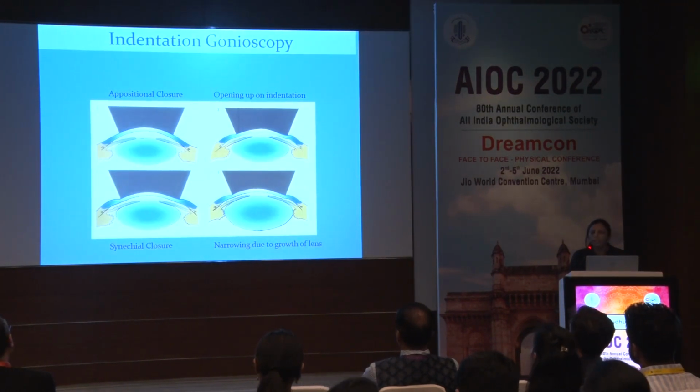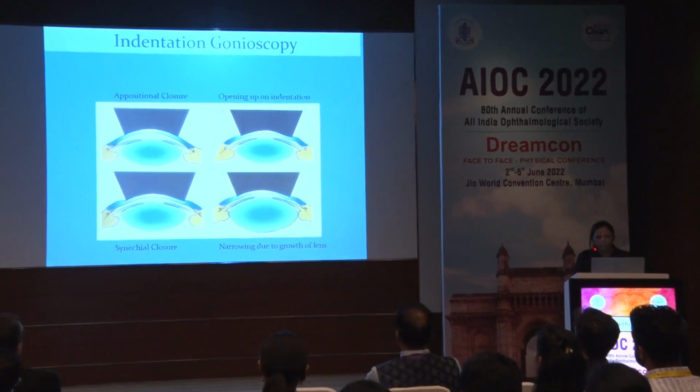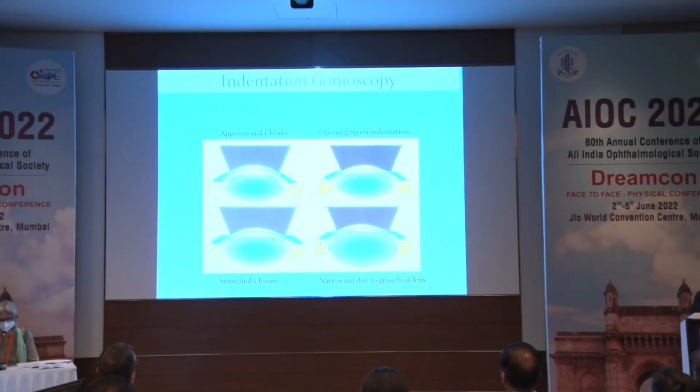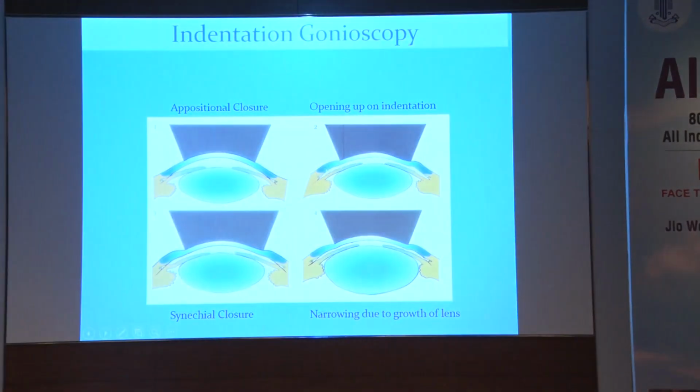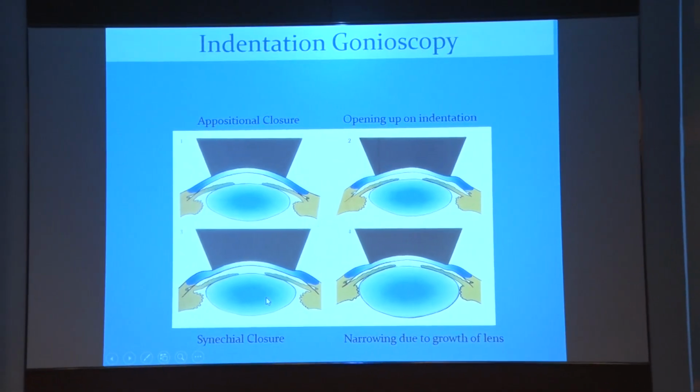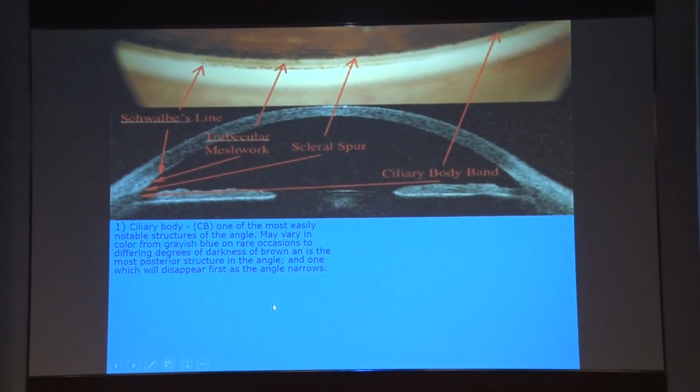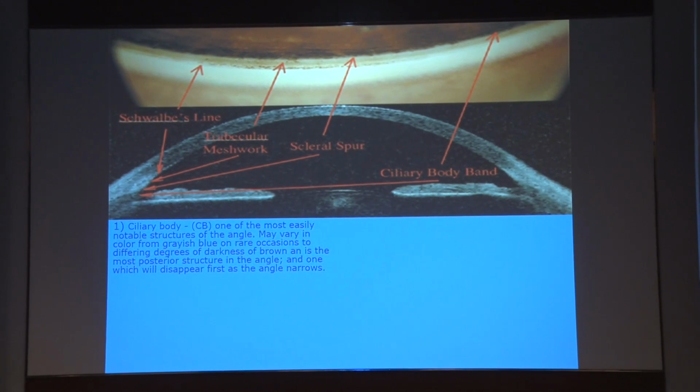Indentation gonioscopy. That, as I told you, is with the four mirror. If there's appositional angle closure, then the angle as it is closed here would open on pressure. And if it's synechial closure, it would not open on pressure. So that is just to tell you a little bit about the different structures that you see in gonioscopy.